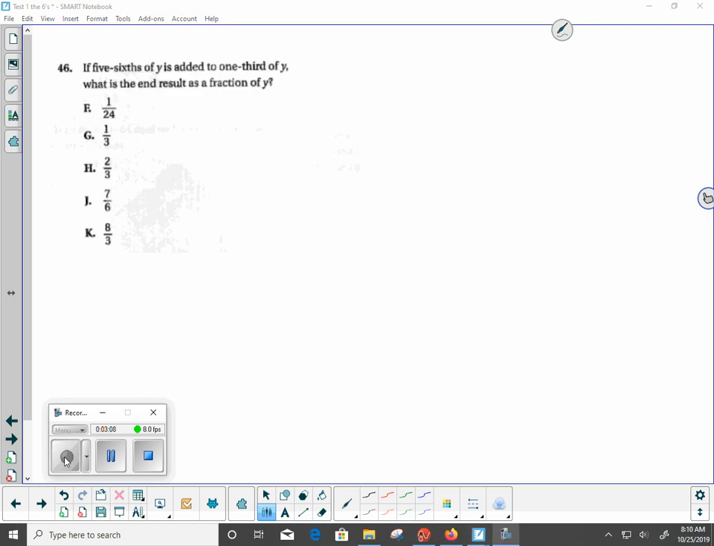5/6 of y is added to 1/3 of y. What is the end result as a fraction of y? You're just going to add the 5/6 to the 1/3. I'm assuming most of you are doing this in your calculator. You get 7/6.